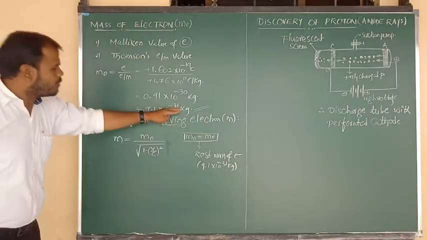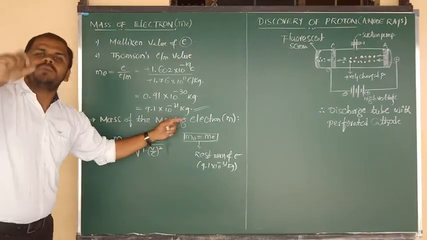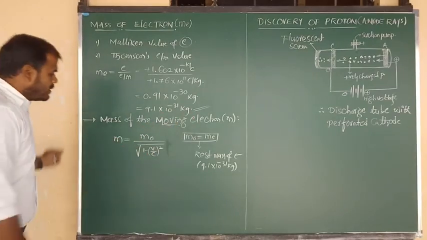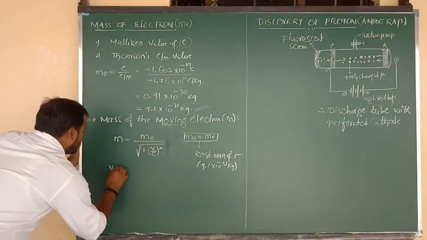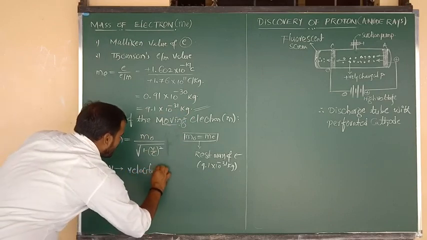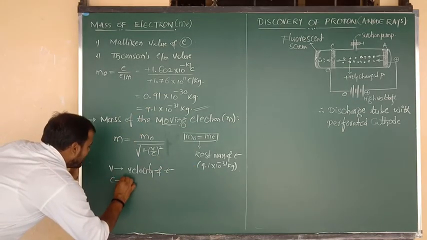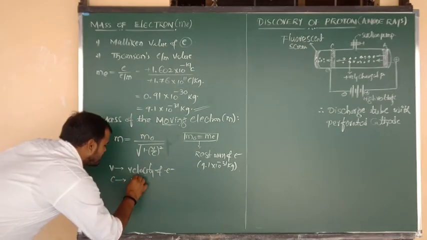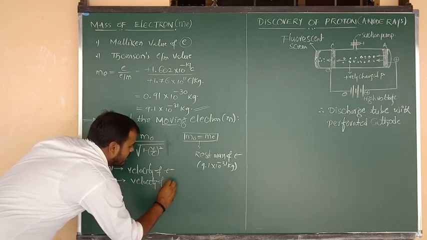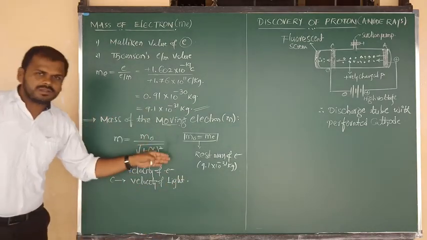So this is the value we have to write in the place of M naught. M naught is the rest mass of the electron. But we want the moving electron mass. So here we consider V, the meaning of V is the velocity of the electron. And what is meant by C? C is the speed of light, or the velocity of light. So you have to focus on all these three terms.